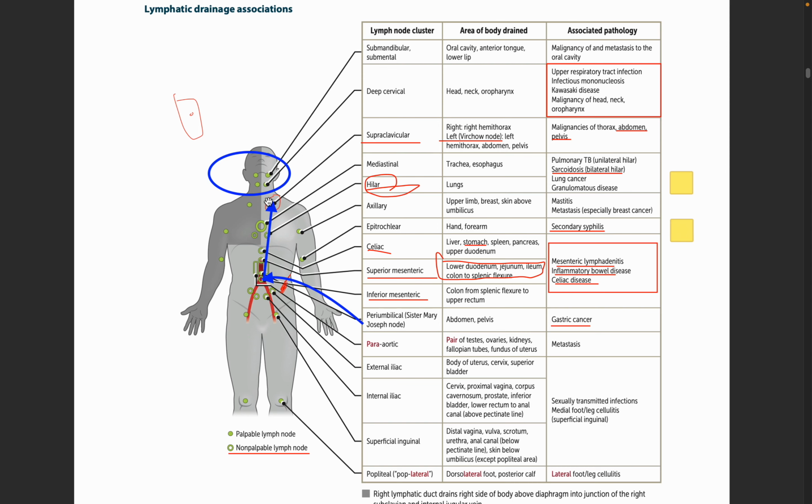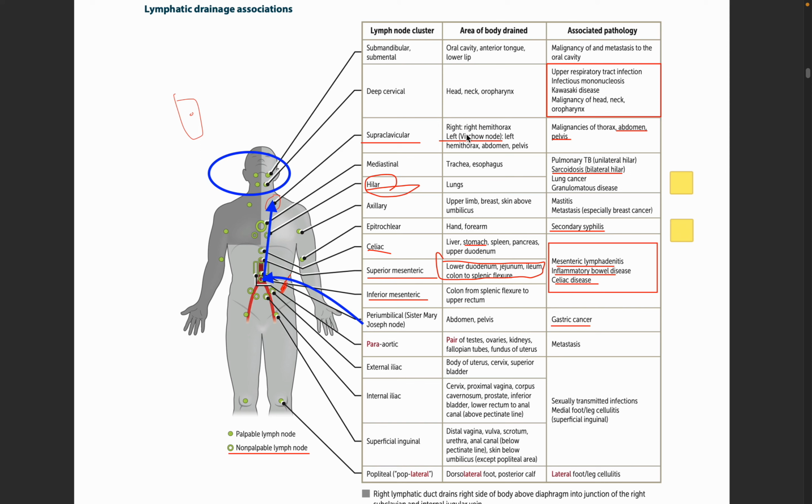These are actually bilateral, meaning present on both sides. One is on the left side, one is on the right side. This is the right side, this is the left side of the patient, for suppose. The supraclavicular lymph node of the left side is called the Virchow node. I hope it is named after the scientist who discovered it. Virchow is the name of the scientist, that's why it is named the Virchow node.